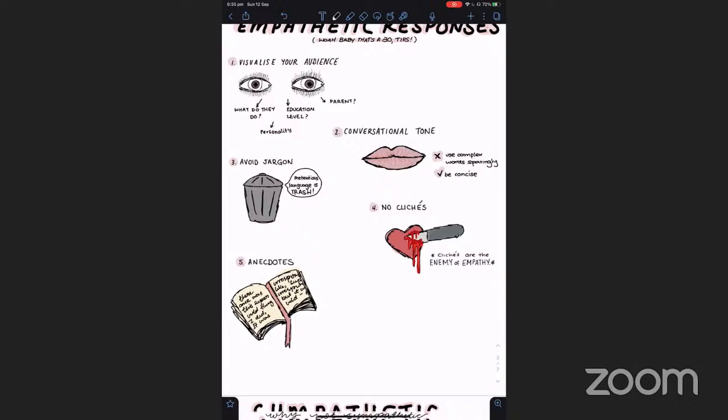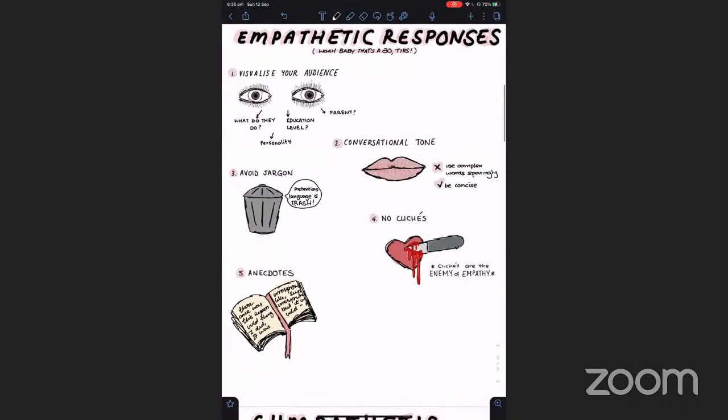Sharon, question. If I'm writing a narrative, what do you expect me to start with in a narrative? So if you were writing a narrative and you want to start, what would I expect you to start with?